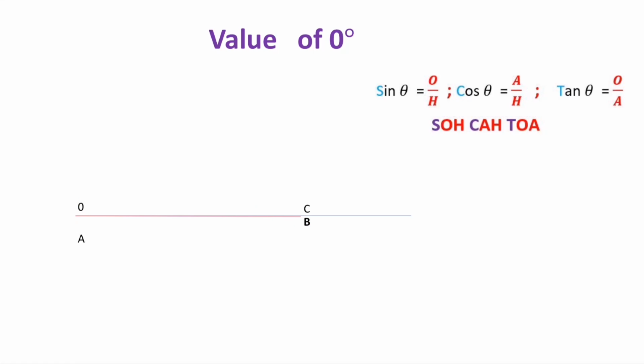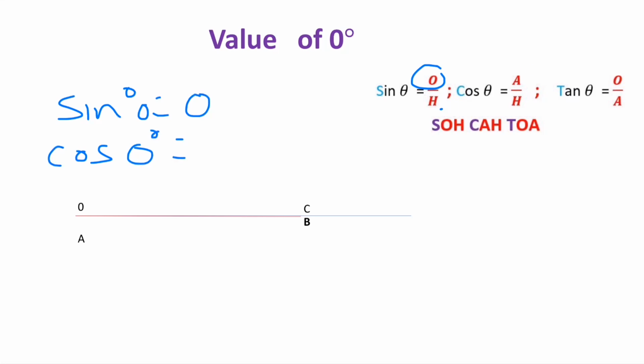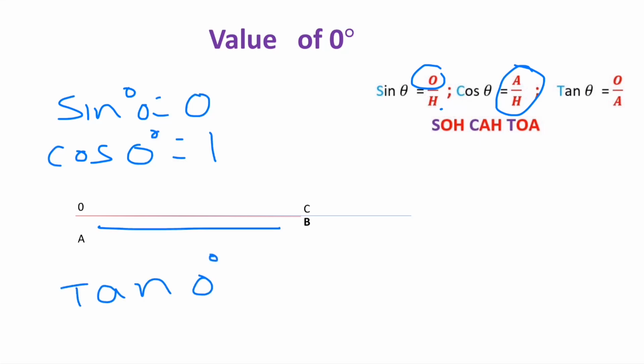So now sine 0 degrees will be, since the opposite side is 0, opposite side by hypotenuse will be 0. And cos 0 degrees will be, cos is adjacent side by hypotenuse. Adjacent side and hypotenuse are equal here, so it is 1. So tan 0 degrees will be opposite side by adjacent side. Opposite side BC is 0, so tan 0 is also 0.